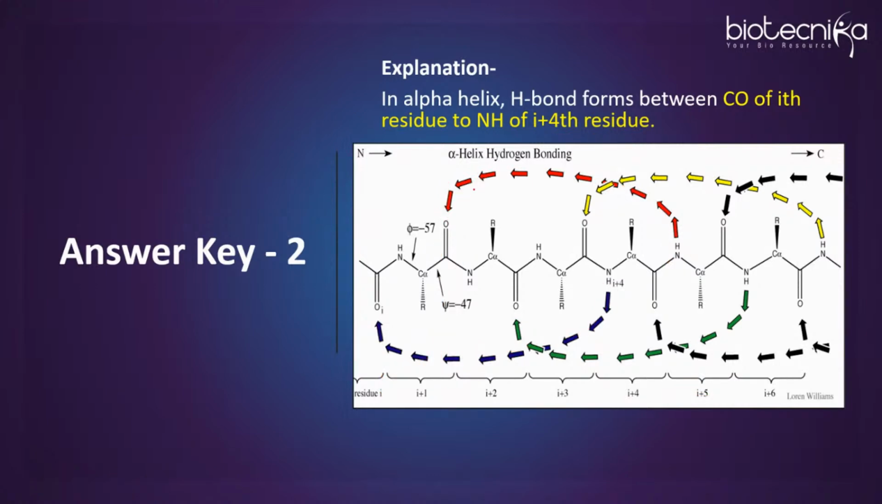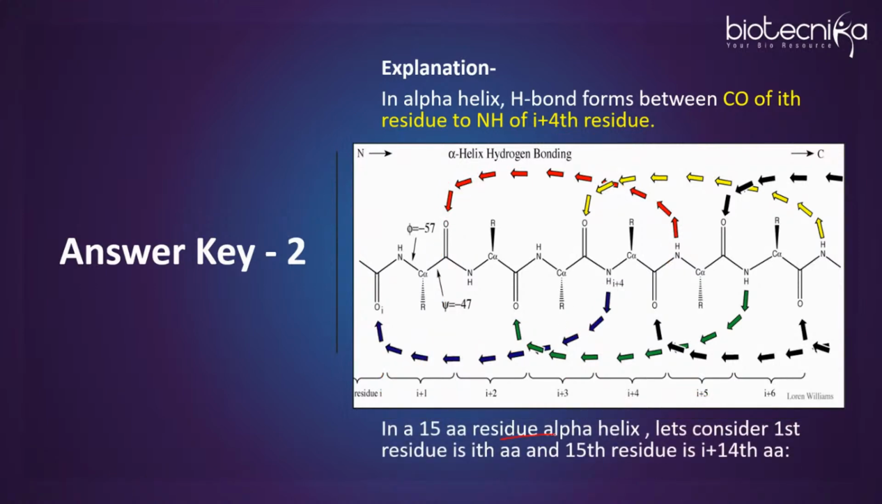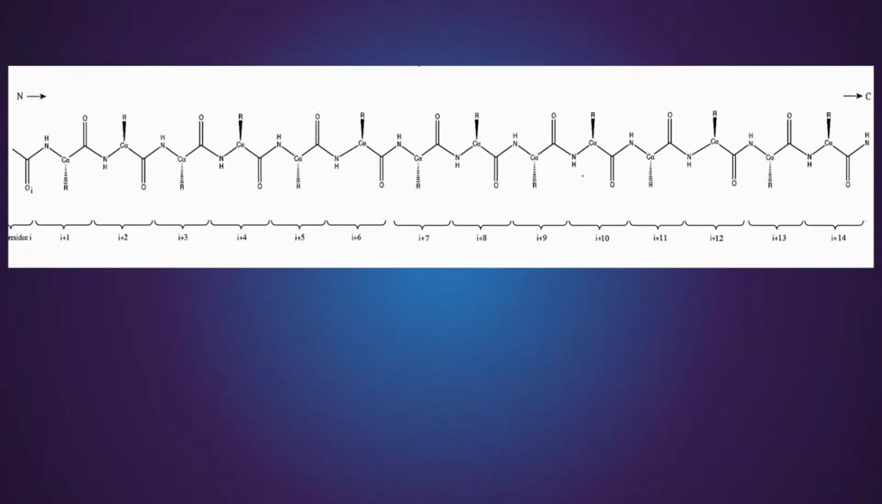Now they have asked for 15 amino acid residues forming an alpha helix. So out of the 15 residues, 1, 2, 3, 4 like this, we will consider the first residue as the ith residue, and the 15th residue, what will it be? I plus 14th residue, isn't it? The 15th residue is nothing but I plus 14 because the first one you have considered as I. So let's see how the hydrogen bonding is formed here. I have taken it till the 15th residue, that is till I plus 14th. So let's keep on forming the bonding.